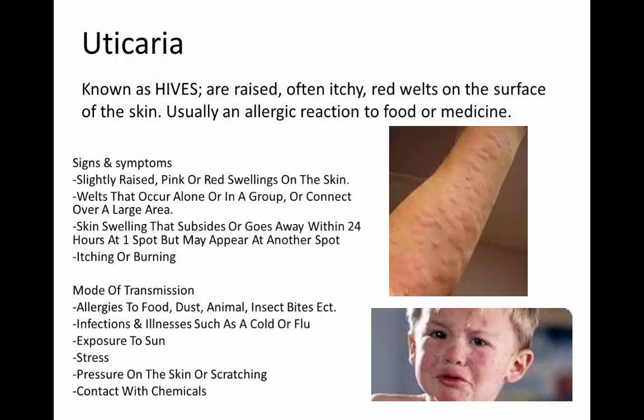Urticaria is also known as hives. They are red, often itchy welts on the surface of the skin. It's usually an allergic reaction to food or medicine. Signs and symptoms include slightly raised, pink or red swelling on the skin, and welts that occur alone or in a group or connect over a large area.